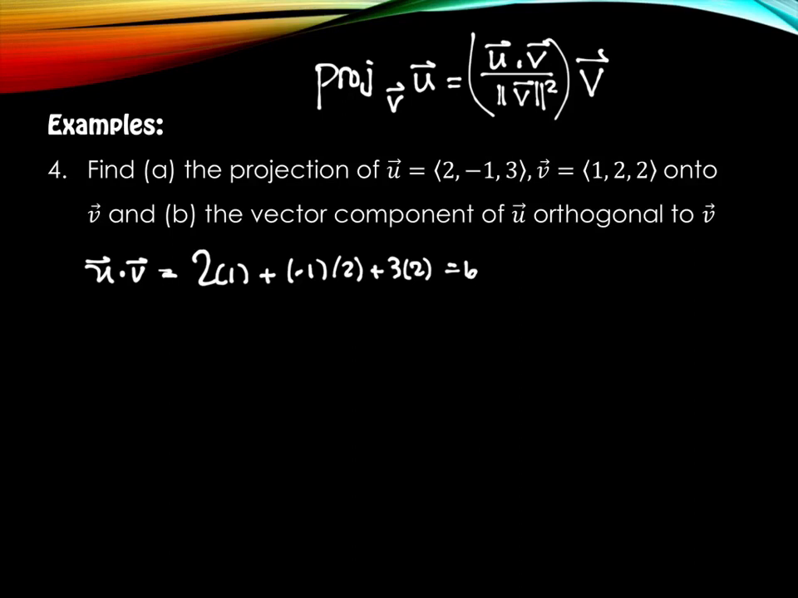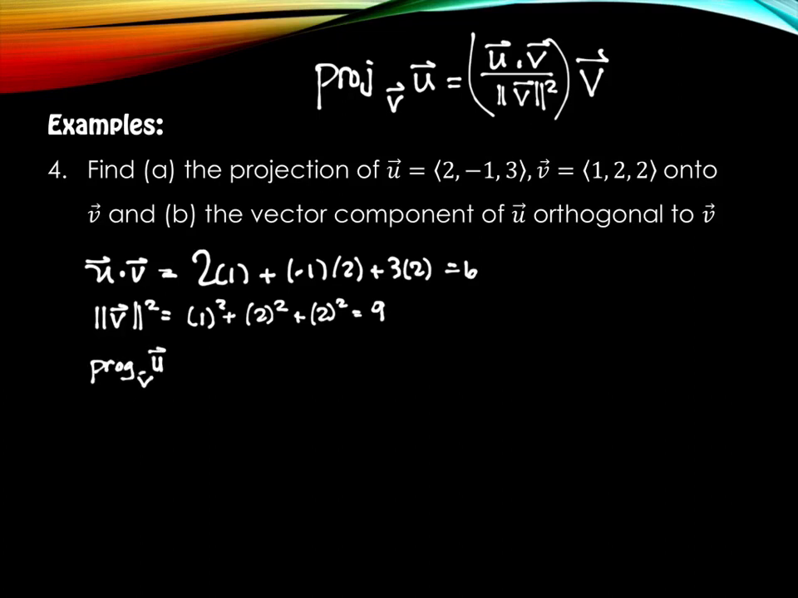Good. We need the magnitude of v squared, which really just means I need v dot v. So I have 1 squared plus 2 squared plus 2 squared, which is what? 9. We don't have the square root of it, we use the squared. Yep, the magnitude of v squared, so it should be 9. Everybody good? Okay.